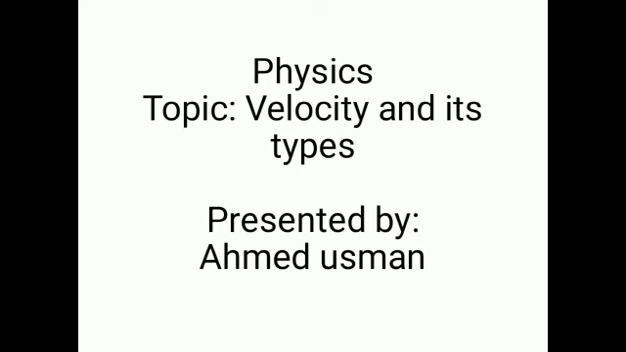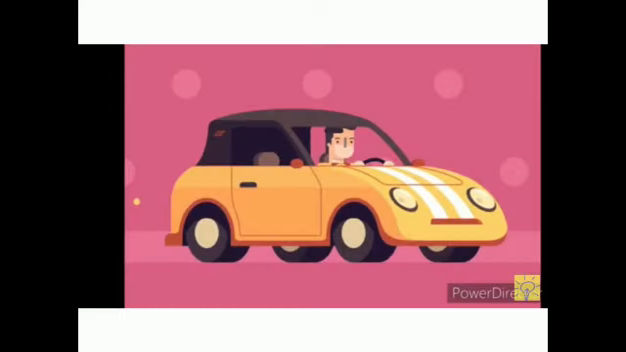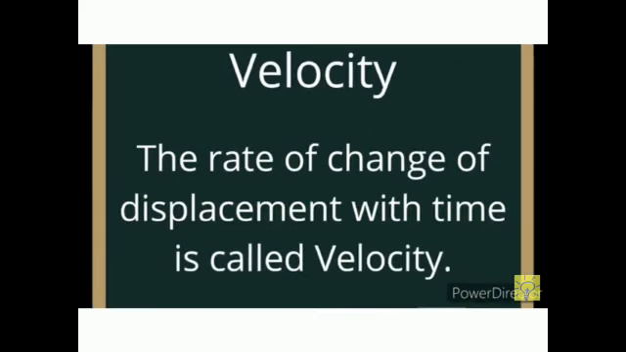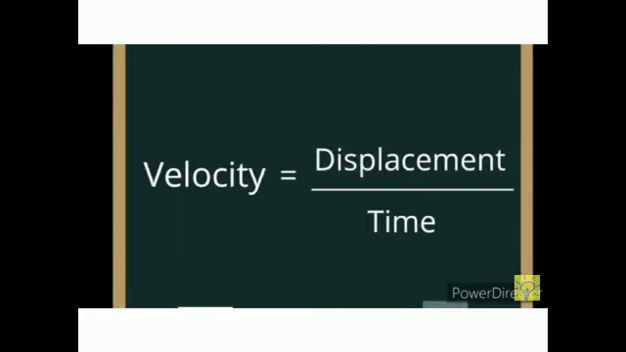Now in this lecture we are going to discuss velocity and its types in detail. We have defined that velocity is the combination of two quantities, one is speed and the other one is direction. If we specify the direction along with the speed of a moving object, then this will be known as velocity. Now we are going to define it. The rate of change of displacement with respect to time is called velocity.